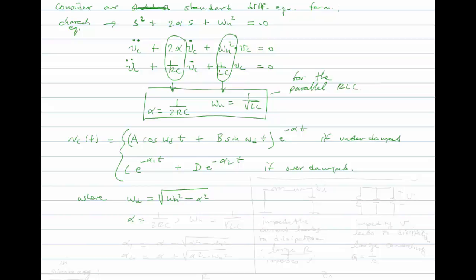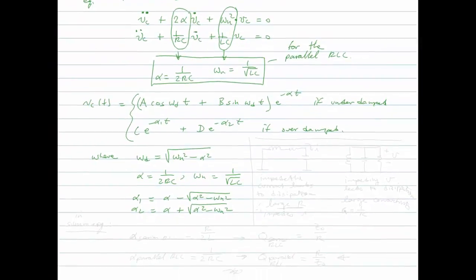But alpha here will be equal to 1 over 2RC rather than R over 2L. And omega_n is equal to 1 over square root of LC. And we'd written before alpha_1 was equal to alpha minus square root of alpha squared minus omega_n squared, and alpha_2 was equal to alpha plus all of this good stuff. So right away I can just write the solution. We can leverage off of everything else that we've derived previously.